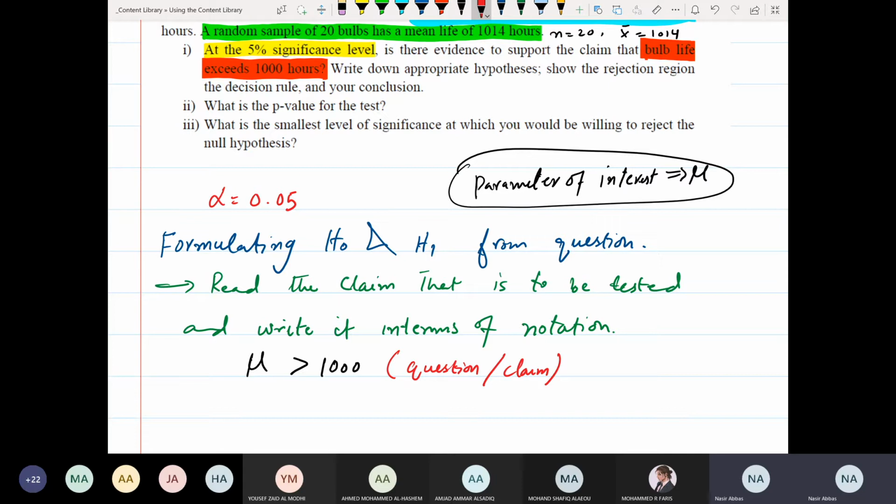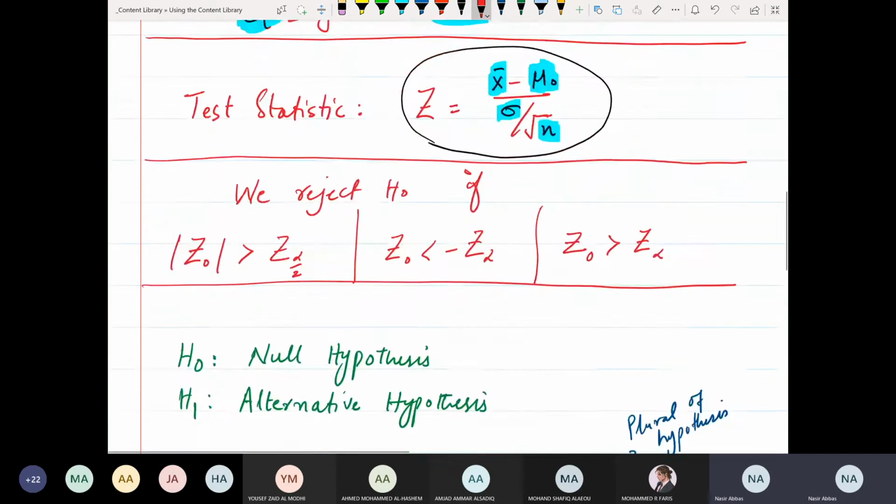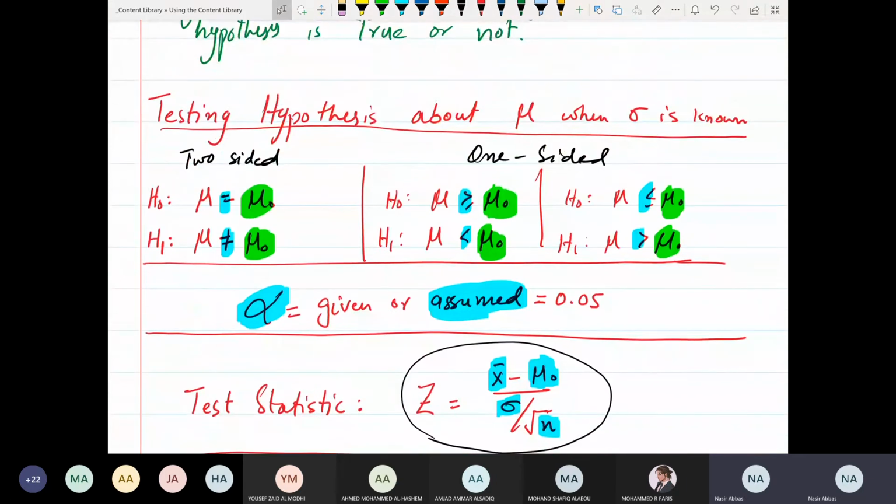So this is your step number one. Your claim may contain an equal sign, or may not; not necessarily. I can say that bulb life is at least 1000, so in that case it will be greater than or equal to 1000. I can say bulb life is 1000, so in that case it will be equal to 1000. I can say bulb life is not 1000, in that case it will be not equal to 1000. So your statement can be any of the six possible hypotheses I wrote here. Any of the six.